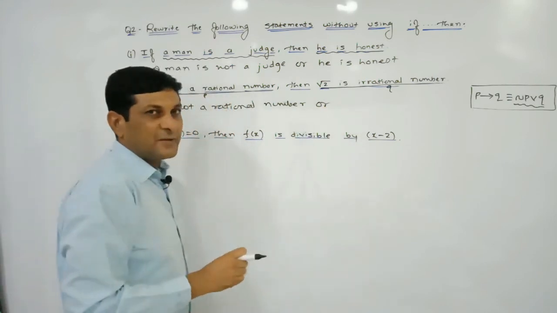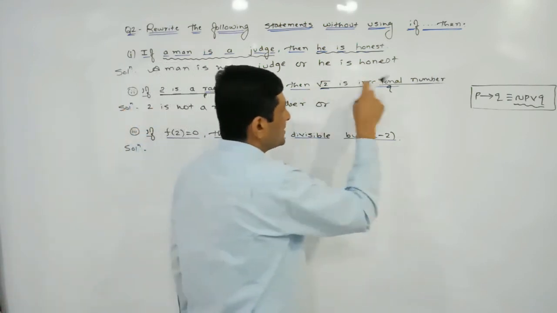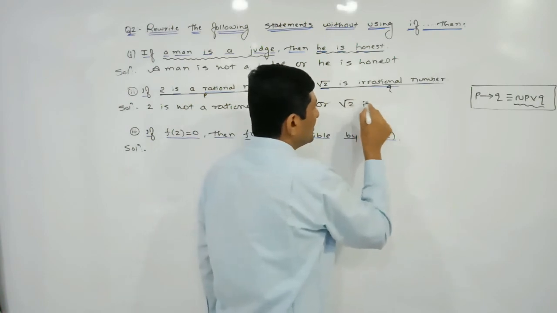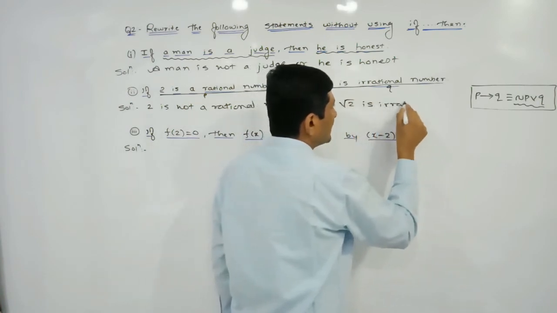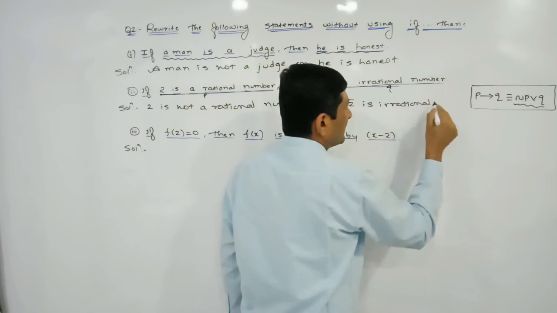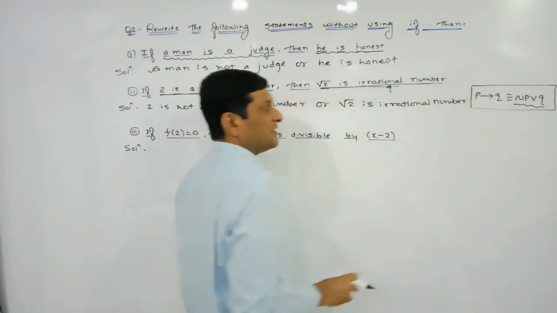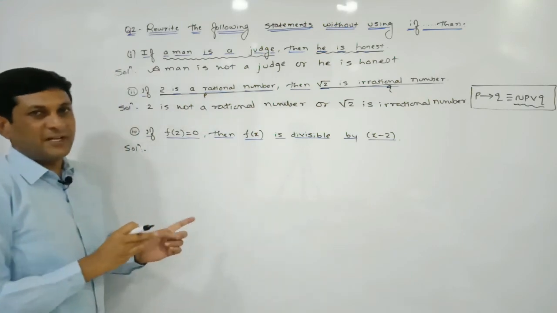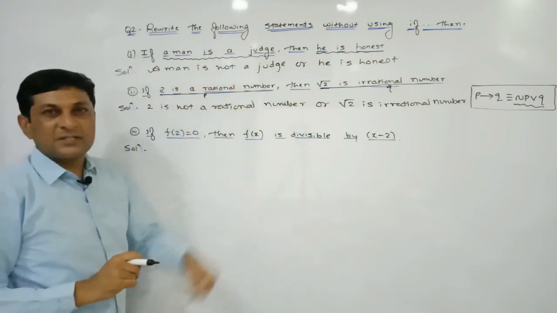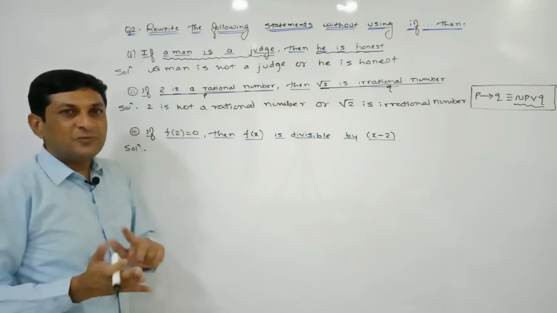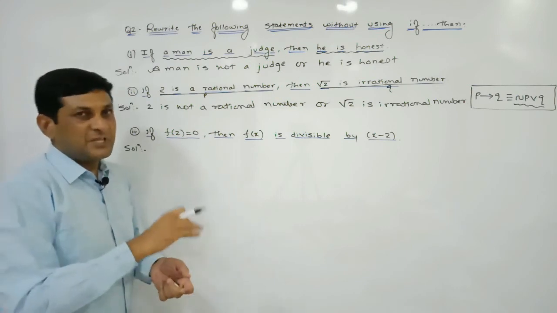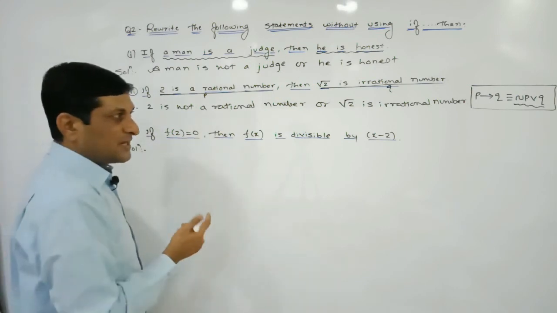Or. And what is the second part? Second part is nothing but Q. What is Q here? Root 2 is irrational number. Using this important conditional law, just we are converting the statement which is in the form of if then without using, we are converting it without using if then.